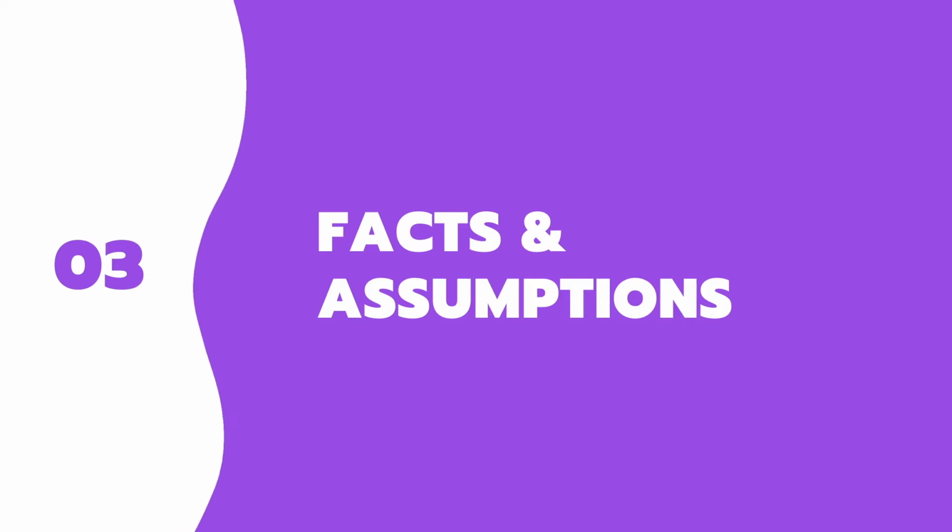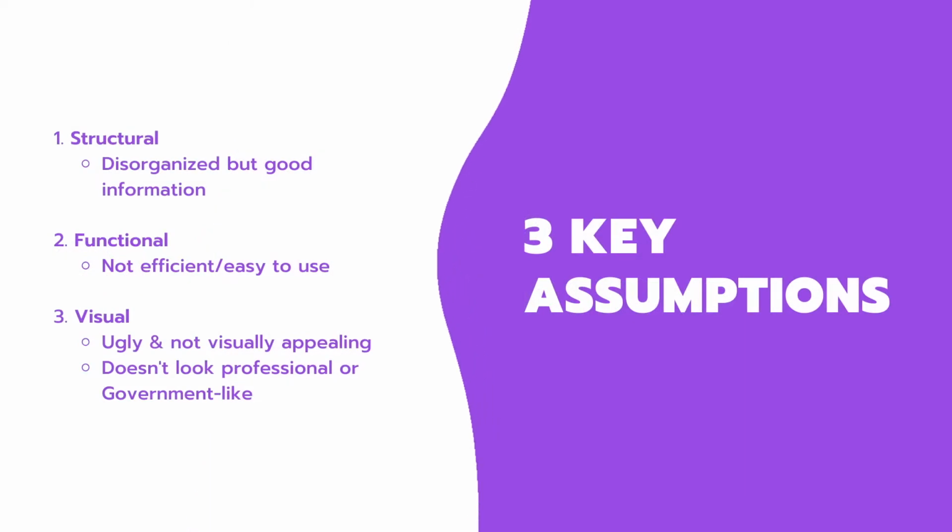So, with those problems and challenges in mind, we created 3 key assumptions and 3 key facts. Our 3 key assumptions are that in structure it was disorganized, but it had good information. For its functionality, it wasn't efficient or easy to use. And for visuals, it was just not very appealing for our team, and it didn't really look or feel like it had a government status to it.